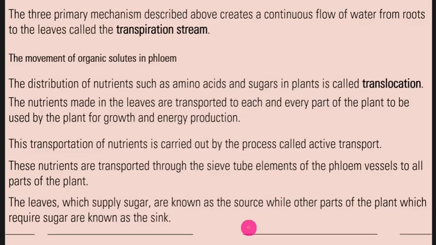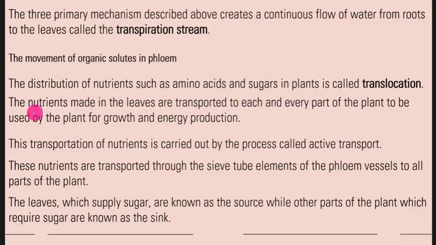The growing part of a plant is called the sink because it goes to use the nutrients that are transported there. Then the source, like the leaves where the sugar is made from, is called the source. Very important, guys. So you have now the description: the distribution of nutrients such as amino acids and sugar in plants is called translocation.